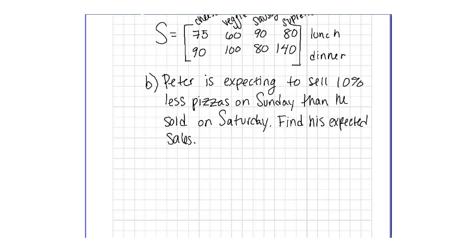So I'm going to call our, I don't know, we'll use U, Sunday's got a U in it, as our Sunday sale matrix. And we know that that's going to be 90% or 0.9 of matrix S. So now we can see I have 0.9, which is a real number, times S, which is a matrix. So this is scalar multiplication. So what we're going to do is have 0.9, and then we're just going to copy down our matrix from above. So we have 75, 60, 90, and 80, and then 90, 100, 80, and 140.